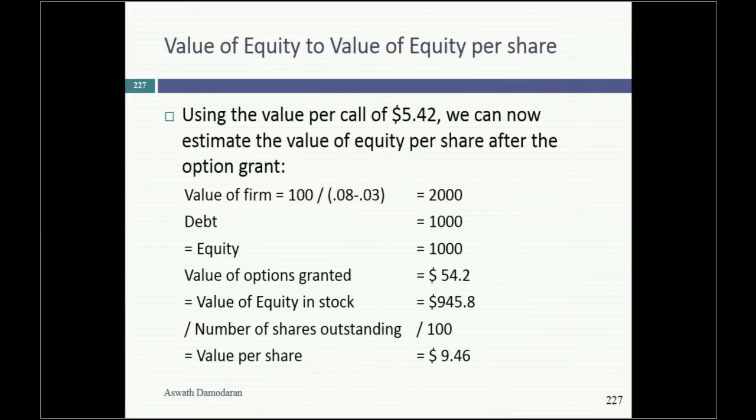This 54.2 million, when we use option pricing models, even though we never describe it as such, is an estimate of the value of these options. Everything is built into them, probability of when they'll be exercised. That's what an option pricing model tries to do, come up with an expected dilution effect over time of having these options outstanding. Any questions?